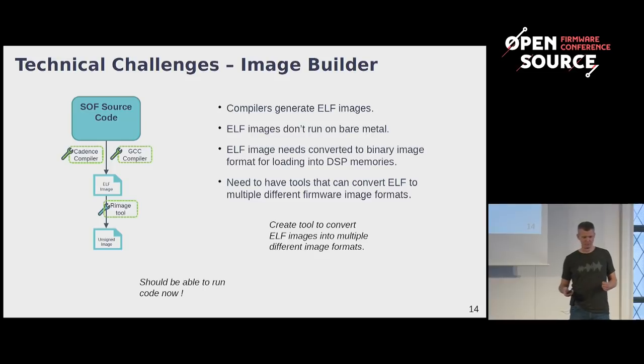So after we've got a compiler, we need to build an image, because a compiler will generate an ELF file. And unfortunately, you cannot send this ELF file to the DSP for the DSP to execute. You've actually got to format this ELF file into an image of the memory architecture of the DSP, so that the DSP can boot it. So we had to do that. Before we could run any code, we had to build this image builder as well.